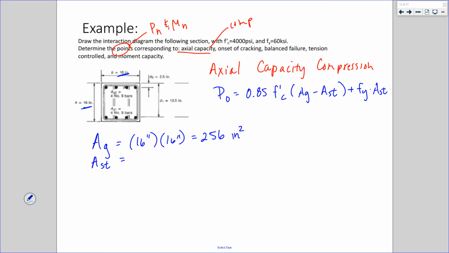I have 4 number 9s on one side and 4 number 9s on the other. So 8 times the area of a number 9. That would be 1 inch squared. So 8 times 1 inch squared, 8 inches squared.